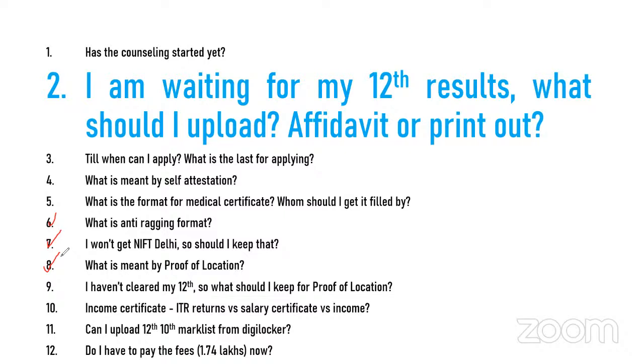Please don't be confused about the nativity thing. Proof of location does not mean the state in which you are staying right now. Proof of location basically means the state in which you have completed your 12th standard examination. So in which state that particular school was, that is what they want to know. Then regarding DigiLocker, you can use it, but please download it, get it self-attested and then upload it. Self-attestation I've already explained.